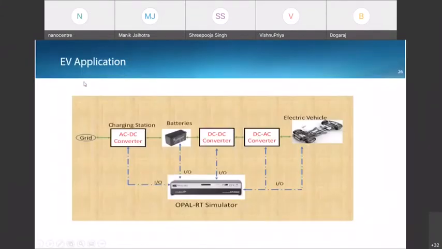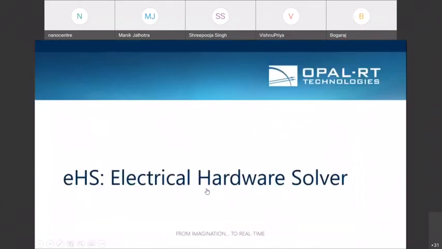Another case of the application is kind of the same. The plant is on the physical side, and from the plant we were sensing the information through the IOs, taking the information and feeding the same information into the OpenRT simulator. So this is the case of RCP, where our controller is sitting on the real-time simulator.